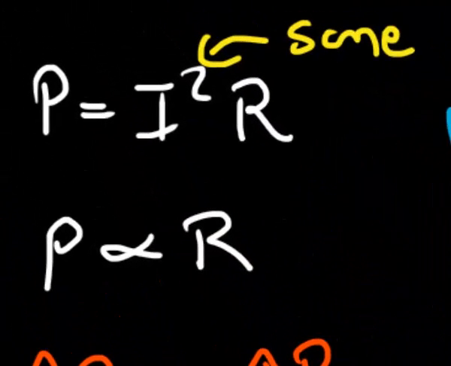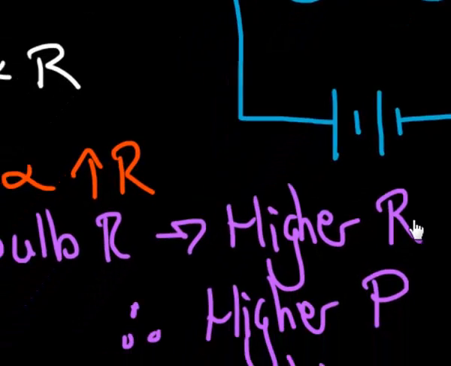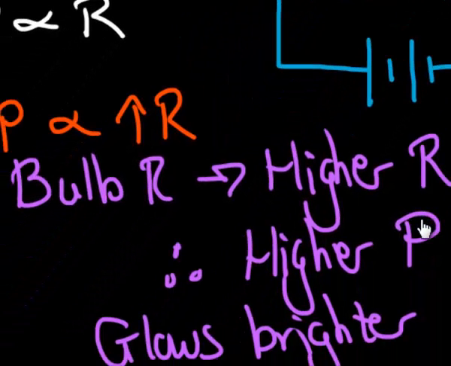So to recap, we figured out the relationship between power and resistance is directly proportional because the current between them is the same, and that would mean that bulb R that we figured out before has a higher resistance would thus then have a higher power output, seeing that it's a directly proportional relationship, and therefore it's going to be the one that's going to glow brighter.